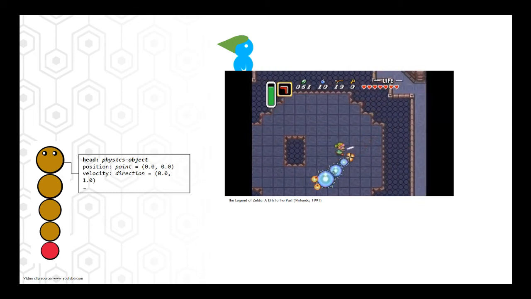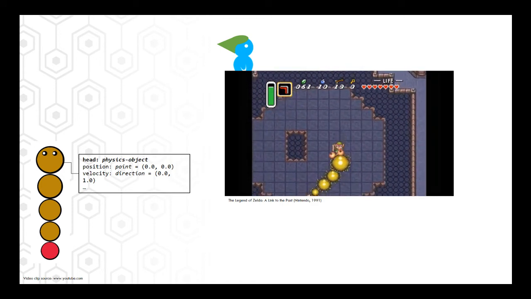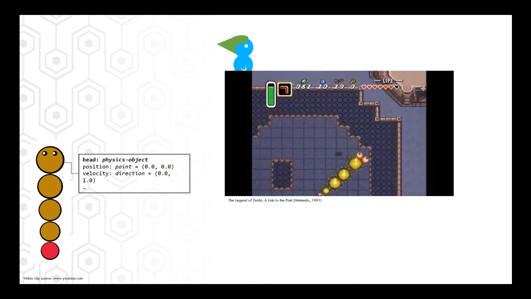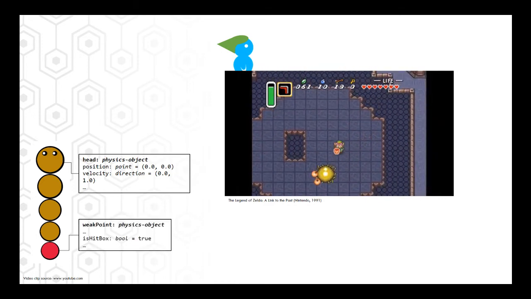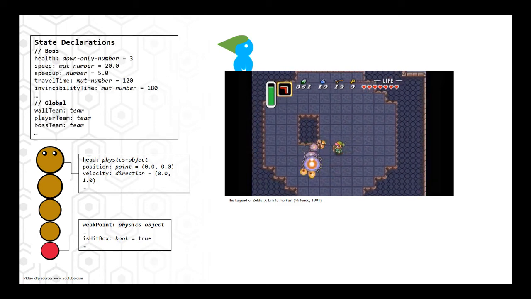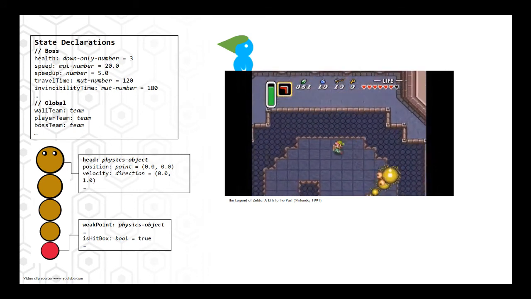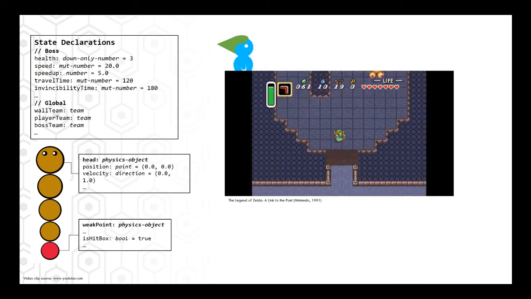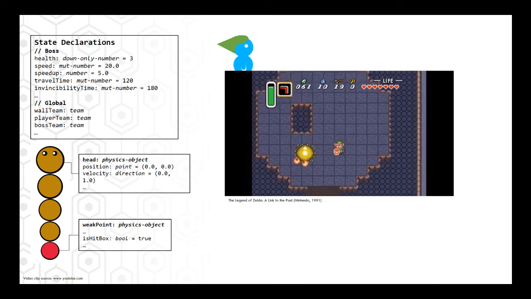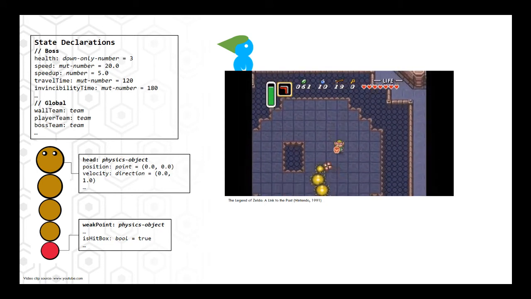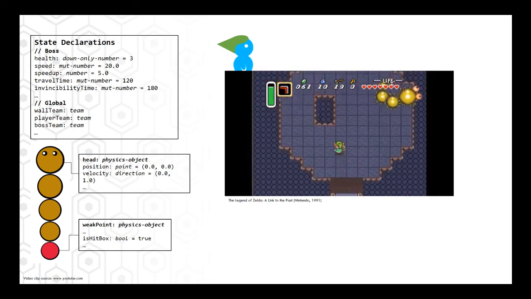In our domain-specific language, we specify some types and some properties and things we care about, like a physics object. A physics object can be used to represent the head. It has a position and a velocity. We can do something similar for the weak point, so we can say there's a hitbox on the weak point. And we can specify a lot of other broader parameters, like this notion of health. The boss has health. It also has some values for speed, maybe some notion of invincibility time, and maybe some notion of what team the player is on versus the boss. These are all the things related to a boss's morphology, and these are typically expressed as variable declarations with specific types that are unique to our particular domain.